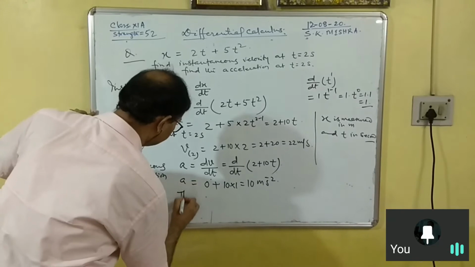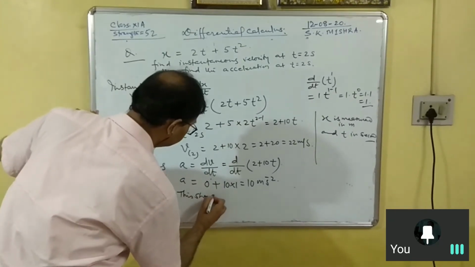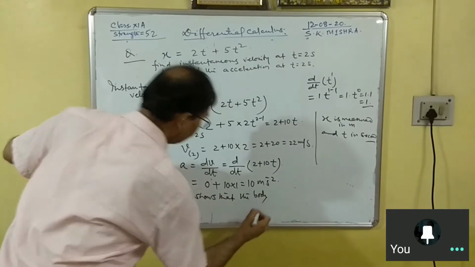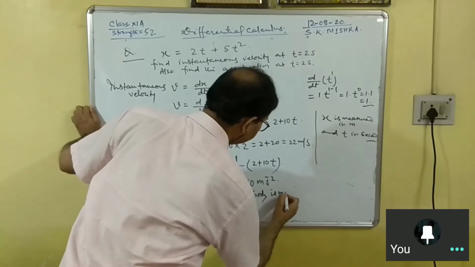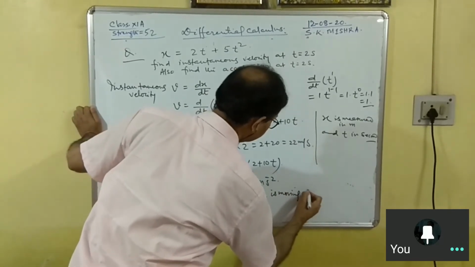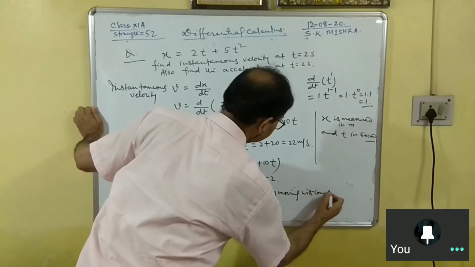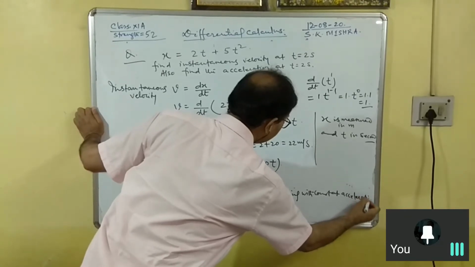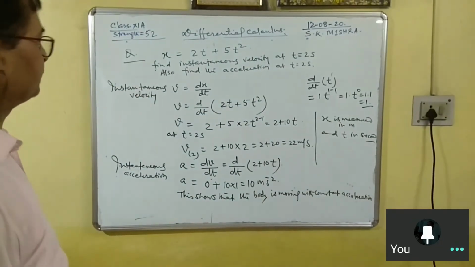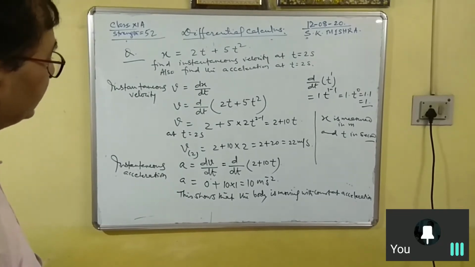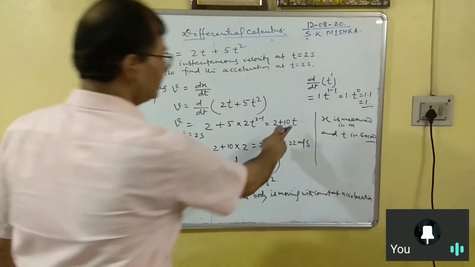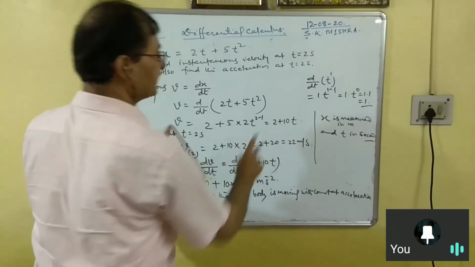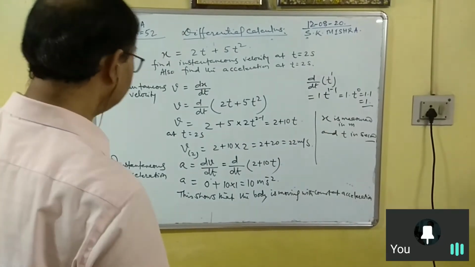This shows that the body is moving with constant acceleration. Constant acceleration means uniform acceleration. Constant means uniform. Now, if you are asked to find the initial velocity, then you have to put t is equal to 0. So the moment you put t 0, v equals to 2 meter per second. So this gives you the initial velocity.